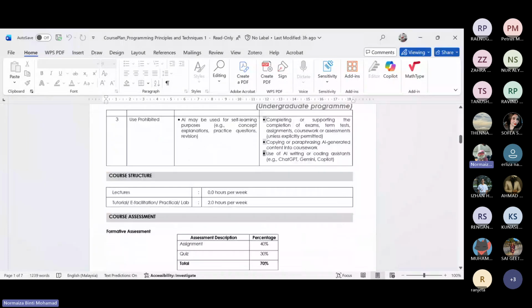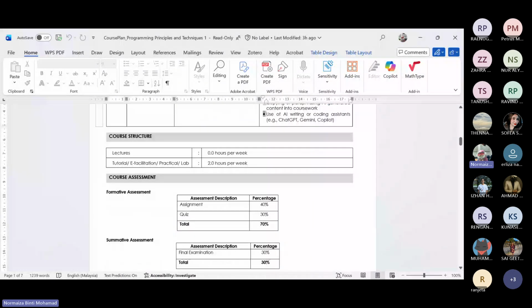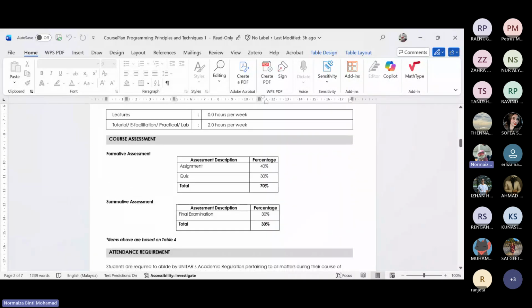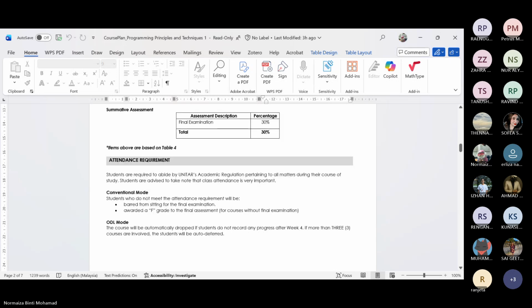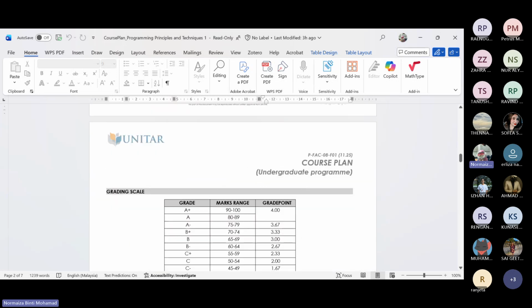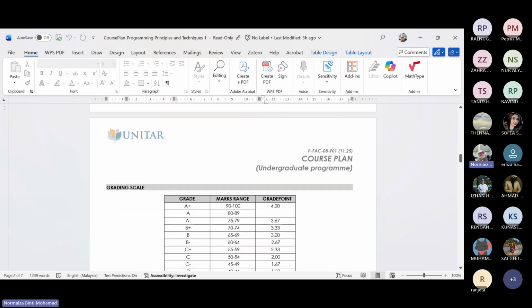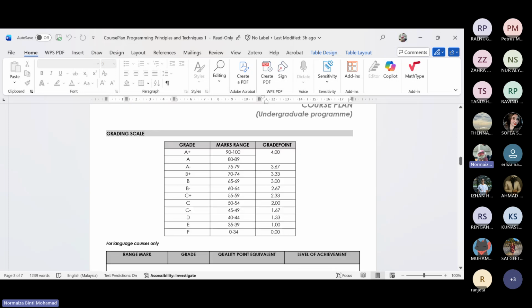Okay, for the lectures, of course, as in any other classes, it is 2 hours per week. And then for the assessment, the assignment is 40%, the quiz is 30%, and you have another 30% for your final exam. Okay, I'm not sure whether you're familiar with this grading scale, but you can check later.